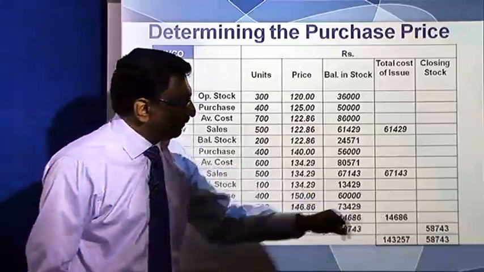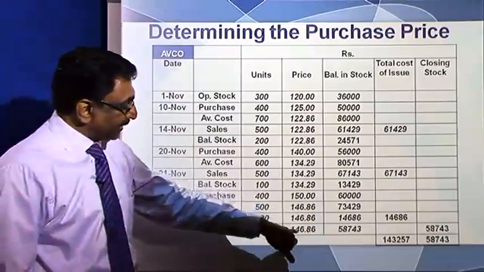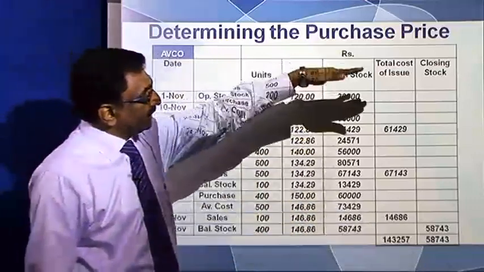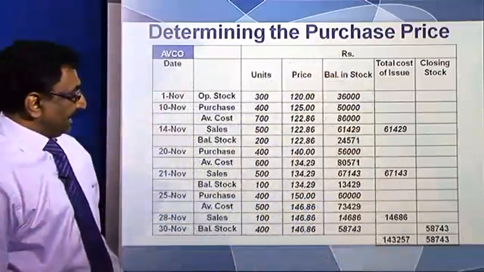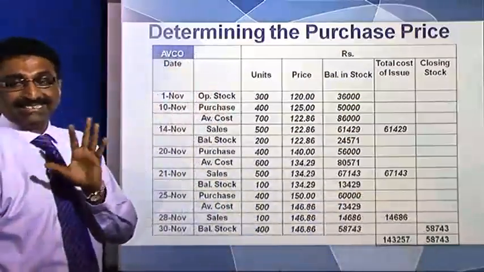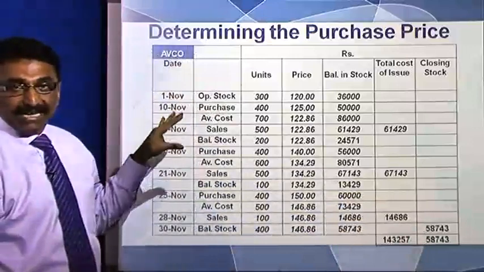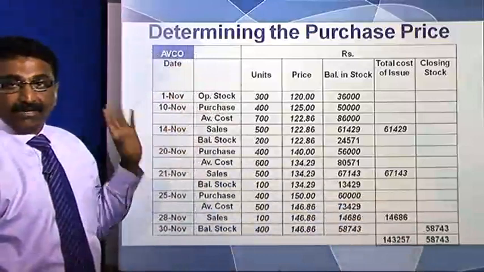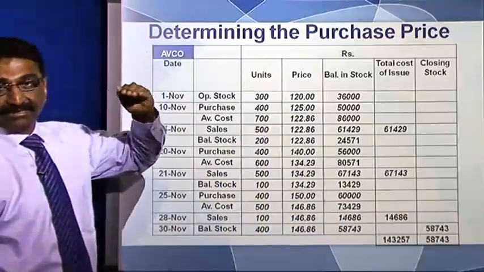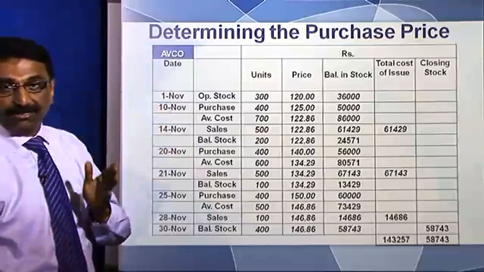The issue price was 14,686, and the balance stock is now valued at the same average cost and valued at 58,743. So this was the issue cost of the sale that happened, and this is the closing stock figure. So you can see that there is a reworking every time a new stock comes in and the average cost is reworked. While in the FIFO method, we just went into the sequential thing of what came in first is what we assumed has gone out first.